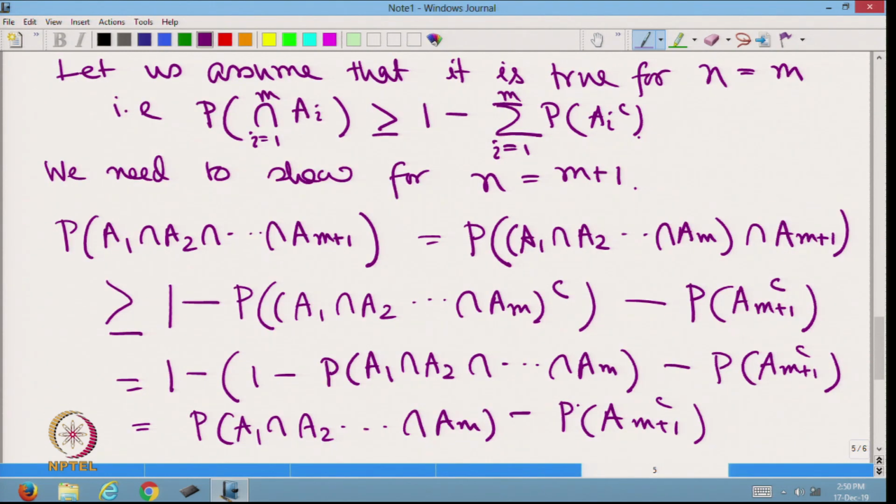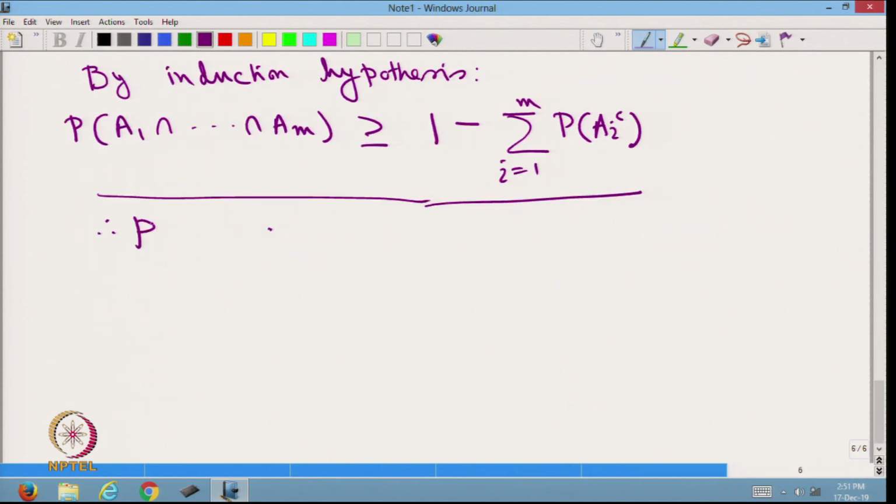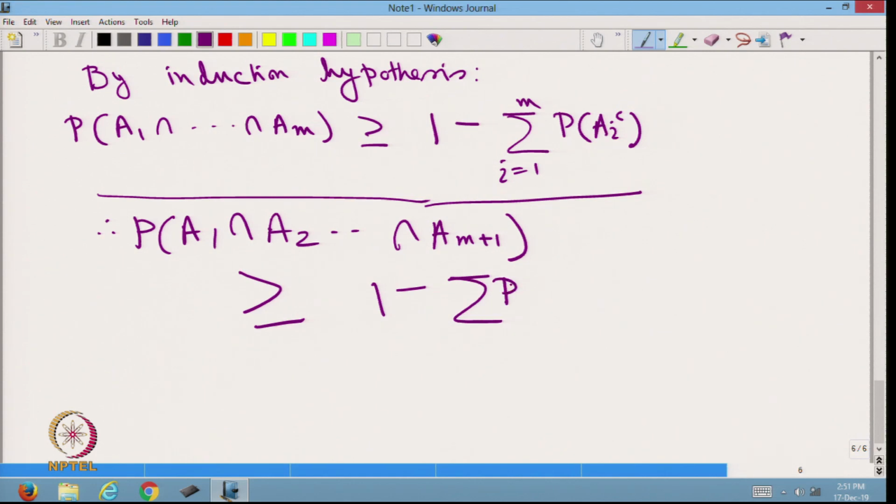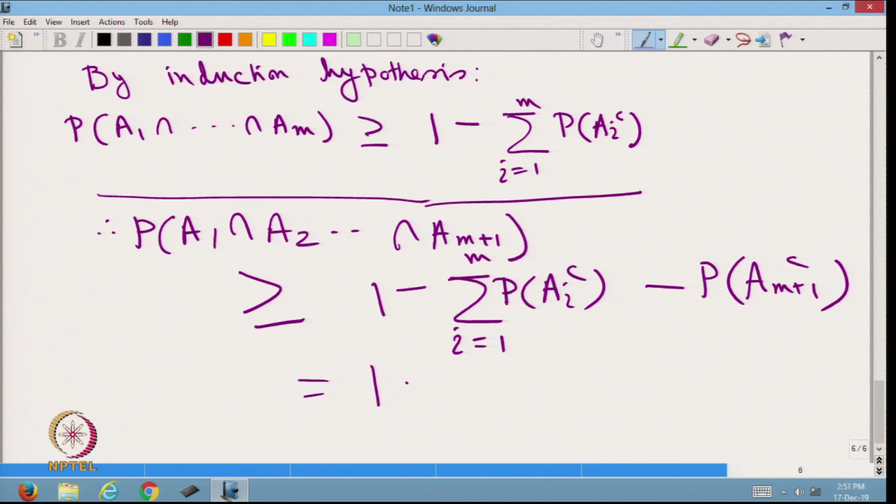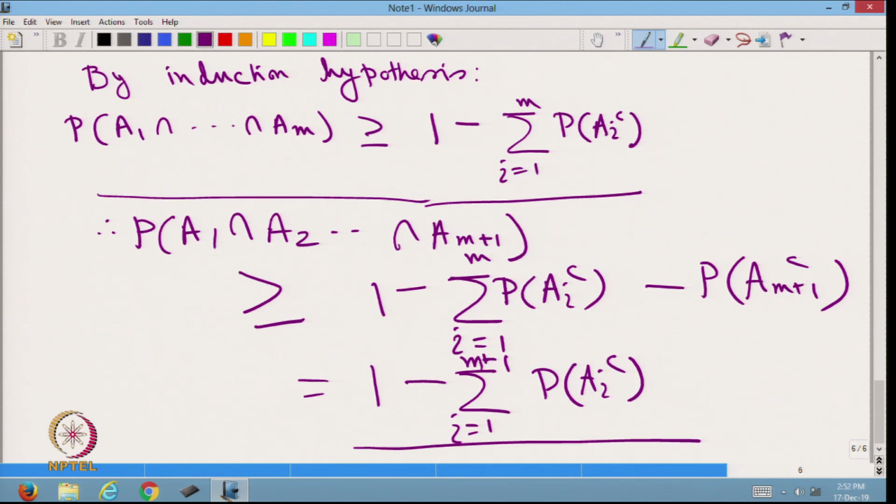Therefore, when we plug this result in here, we get that probability of A1 intersection A2 intersection A m plus 1 is greater than or equal to 1 minus sigma probability of Ai complement, i equal to 1 to m, minus probability of A m plus 1 complement, which is nothing but 1 minus sigma i equal to 1 to m plus 1 probability of Ai complement. So, that proves the result. Therefore, by induction, this is true for all n, for any positive integer.